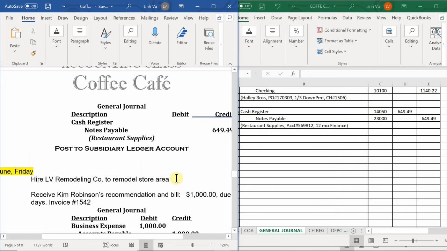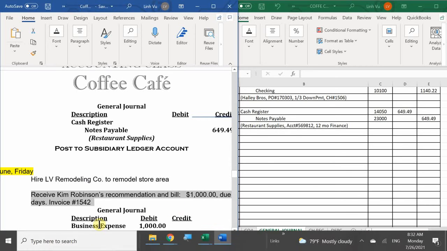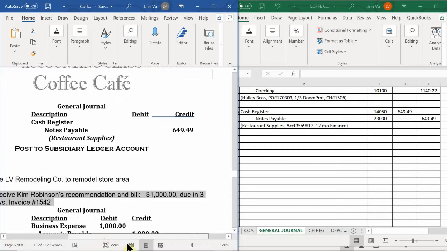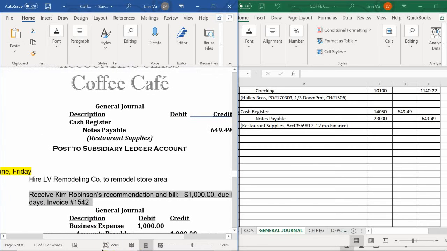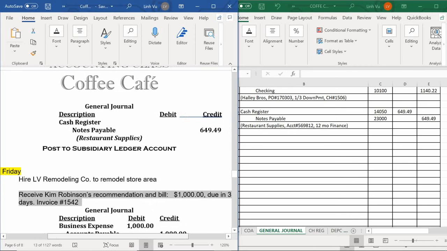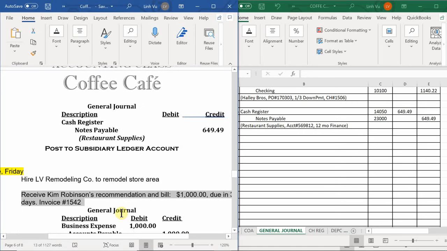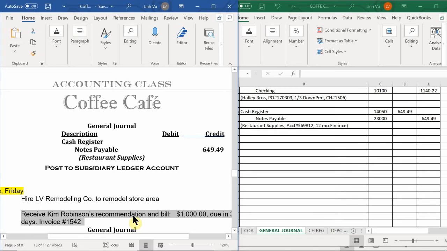So then, right after, we received a bill from Kim Robinson of her recommendations, and she billed us for $1,000, and it's due in 3 days. It's going to be invoice number 1542. So in this case, I received a bill, and it's due in 3 days. I'm not going to pay for it yet.